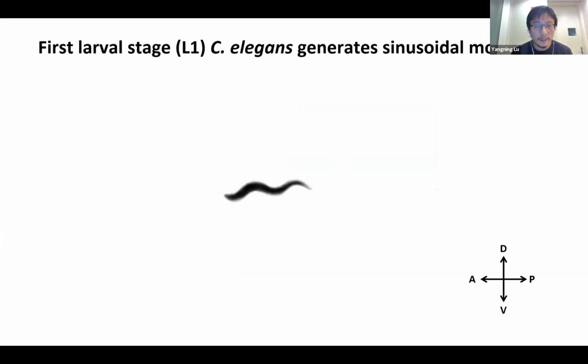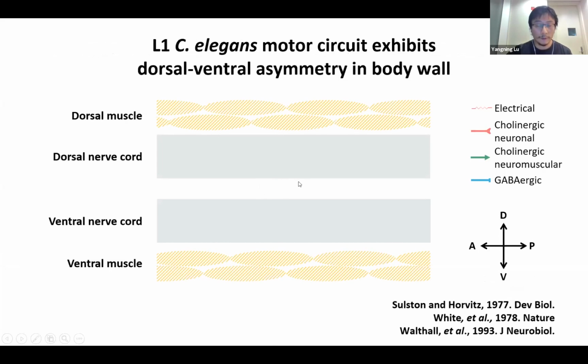In the first larval stage of C. elegans, which is the youngest larval stage of C. elegans, it's generating this very balanced sinusoidal movement on its dorsal and ventral sides. So in C. elegans, the animal crawls on its lateral sides, and by generating bends on dorsal and ventral muscles. So basically dorsal and ventral sides in C. elegans can be considered as left and right in most bilaterans. This is not very surprising and very normal.